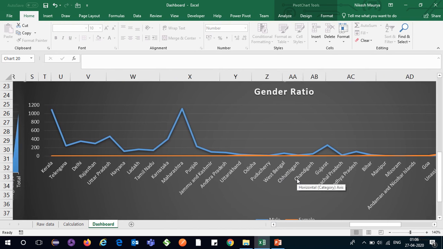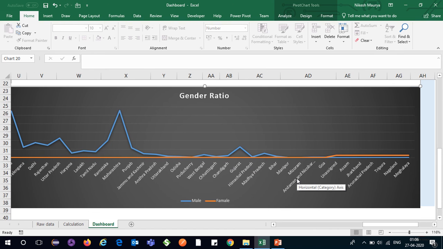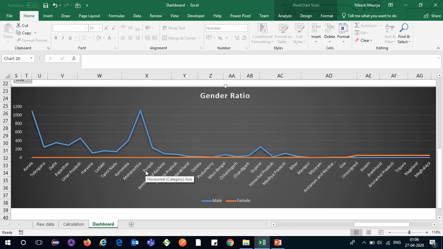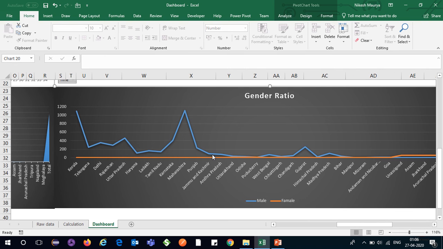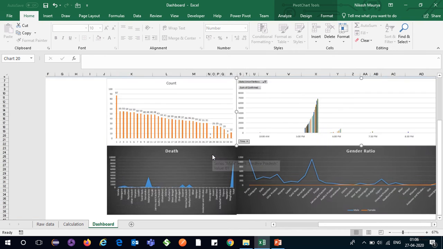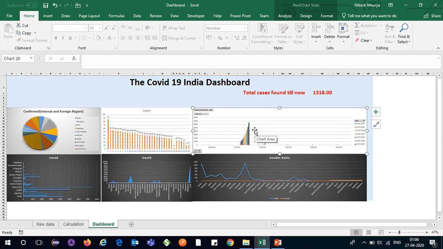And here is one chart explaining the gender ratio, about males and females and how many people died. As per the chart, a larger number of males died due to the symptoms found and being affected, while a smaller number of females were found affected. So this is the dashboard explaining the corona symptoms, and this is the COVID data set which I used to analyze. Thank you.